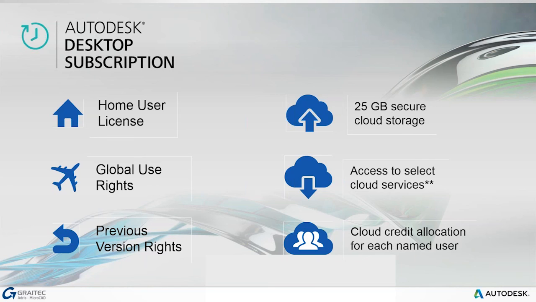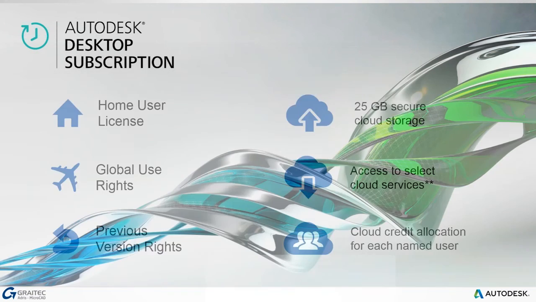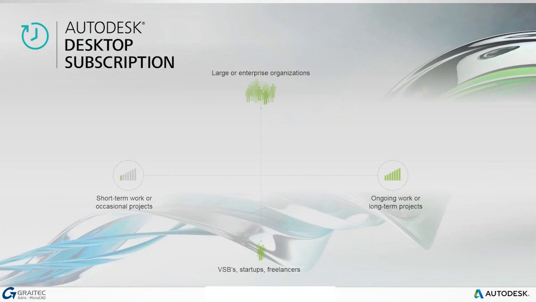Okay, let's take a look and see what type of desktop subscriptions we have available. With the desktop subscription, you have got more choices of how you own your software. There are 4 ways to buy that allow you to choose which subscription is right for you based on your budget and the type of work that you do.